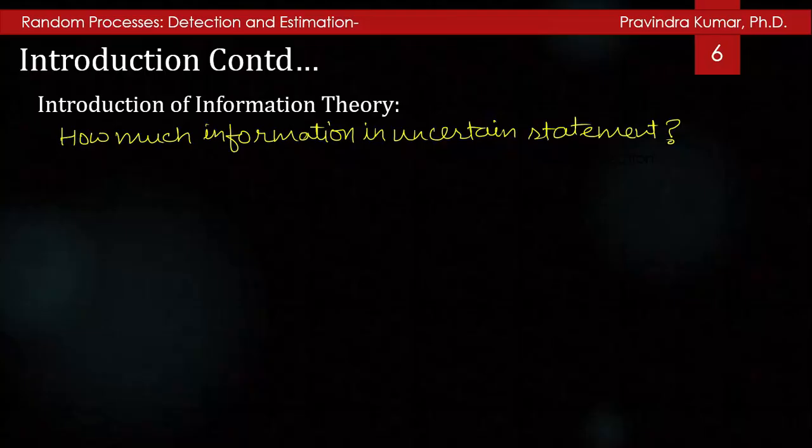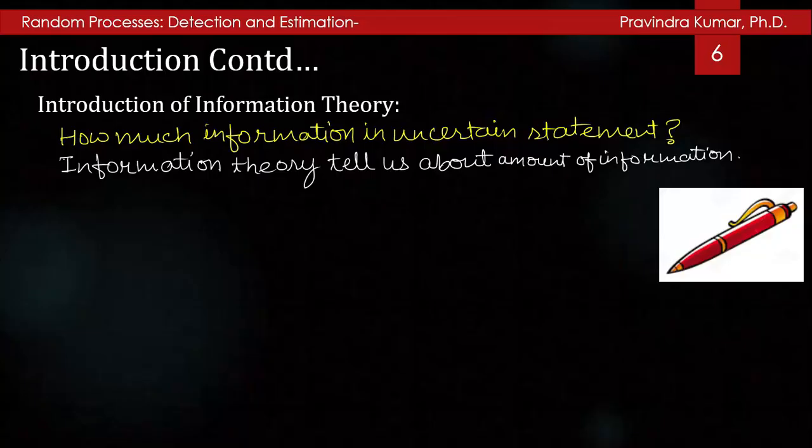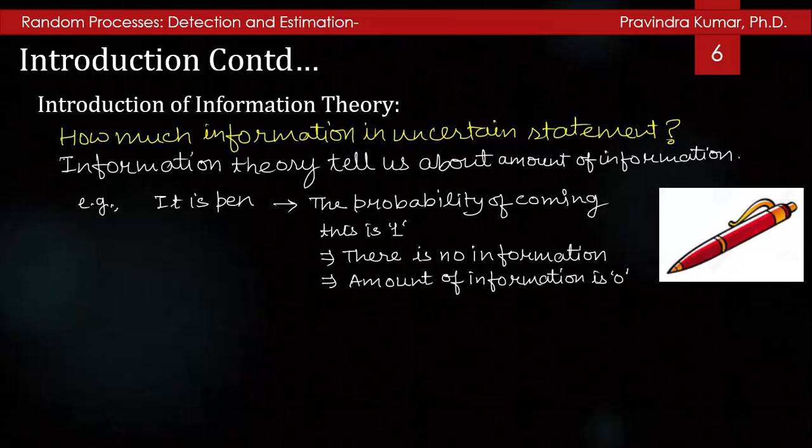The answer is that information theory tells us about the amount of information in a message or statement. Suppose there is a pen, as you can see on your screen, this is a pen, and after showing you this pen, I write the statement, it is a pen. So the probability of this message coming is 1. You can say there is no information for you because you know beforehand what this is. So the amount of information is 0 here, and there is no news for you.